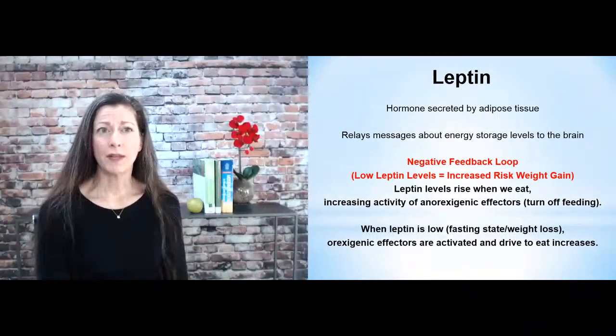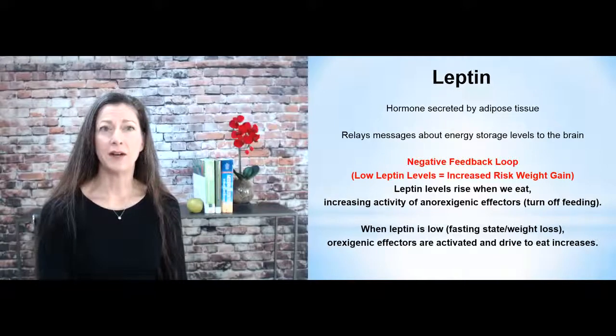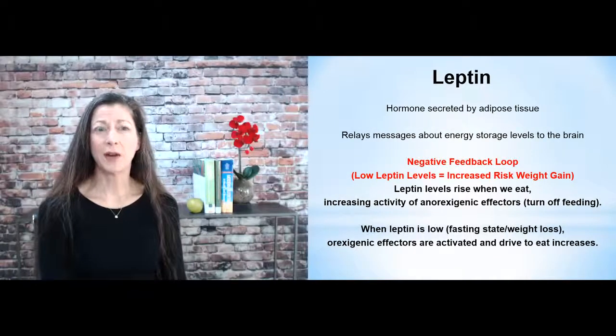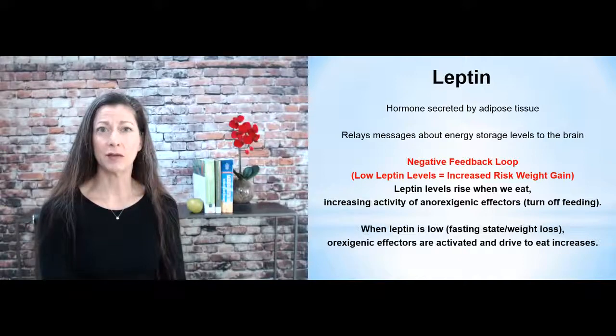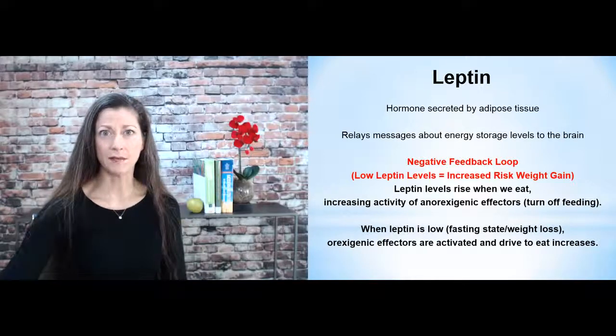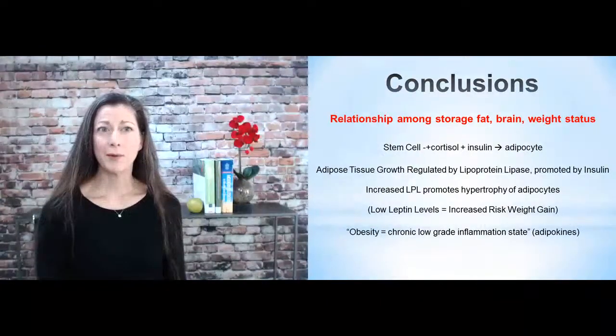Leptin is a hormone that is secreted by adipose tissue. It is related to energy metabolism. Leptin relays messages about energy storage levels to the brain. When leptin is low, and it would be low when a person is fasting or when they're in a state of weight loss or on a very low calorie diet, when leptin is low, the drive to eat is increased. So what do you remember about this?